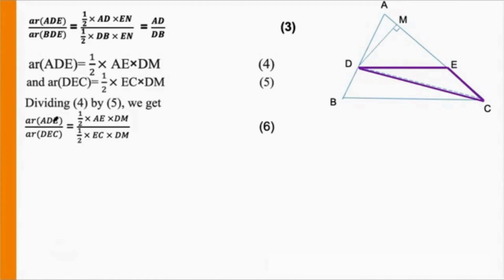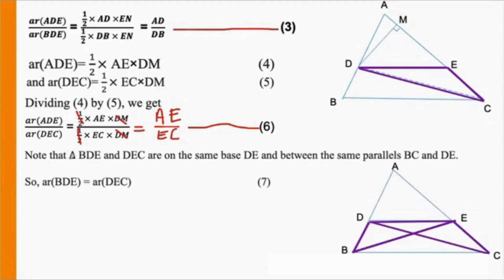Now dividing 4 by 5, we get area of ADE upon area of DEC is equal to half into AE into DM upon half into EC into DM. DM and DM cancel out, half and half cancel out, and so we get AE upon EC. That is our result 6. This was our result 3.